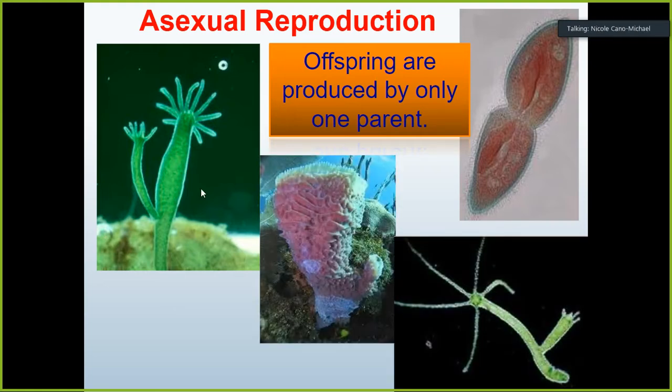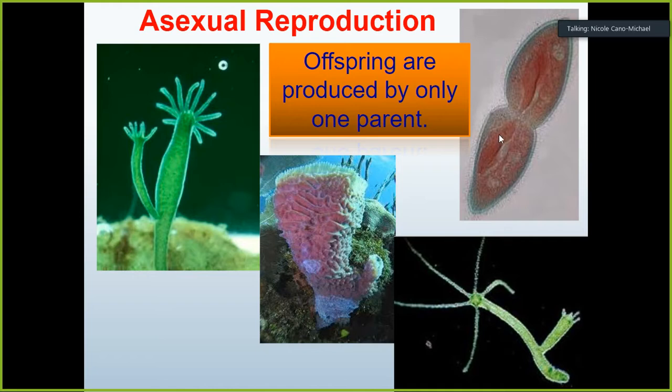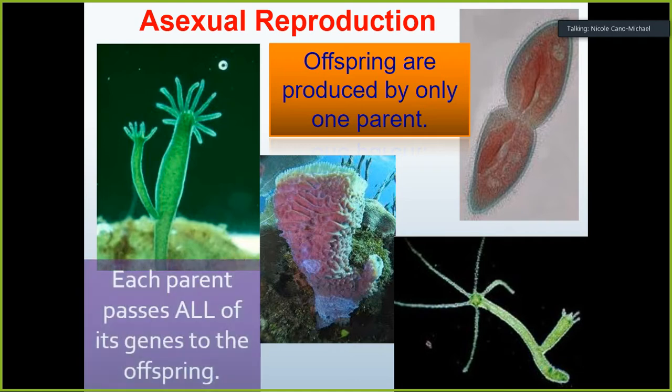So things like hydra, this green guy over here, that's a hydra, it's budding. Corals bud, this is a single-celled euglena, it's just dividing. These things all reproduce asexually, which means the offspring are produced by only one parent. Each parent passes all of its genes to its offspring. Asexual reproduction happens through mitosis because, again, mitosis is the process of creating identical cells.